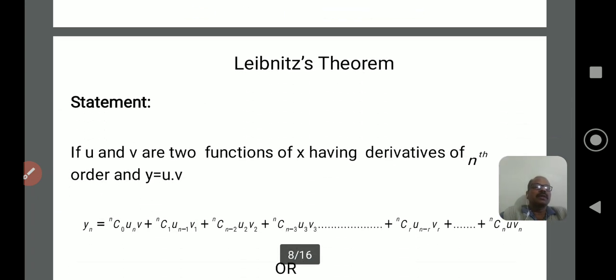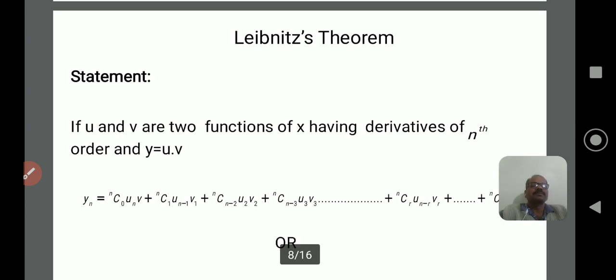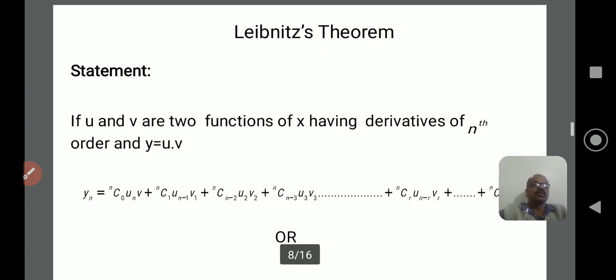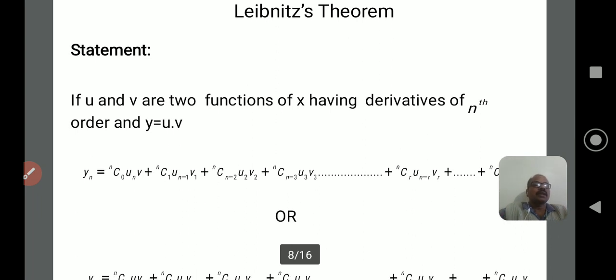What is the statement of Leibniz theorem? It is a very simple statement. If u and v are two functions of x having nth order derivatives, and you are multiplying the two functions, observe here: you have the nth derivative of e power x and the nth derivative of x to the power of n, but we don't have a standard result for the nth differentiation of x to the power of n into e power x. If you take them individually you have the nth derivative, but when multiplying these two there is no such standard result. In this case you are going to apply the Leibniz theorem.